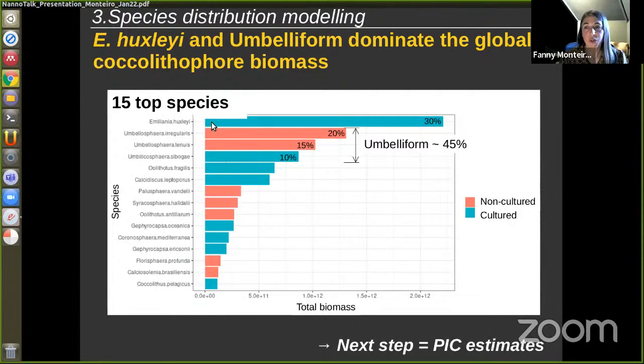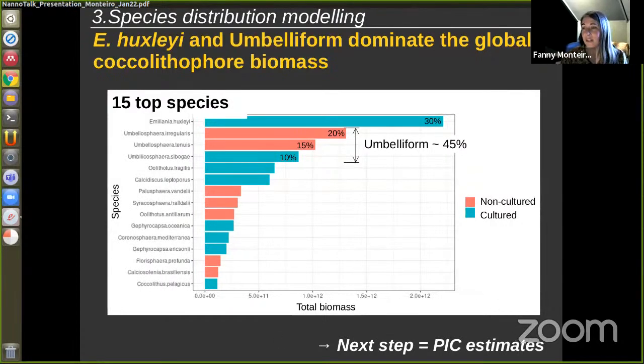Now I'm showing you the total biomass of the top 15 species of coccolithophores based on this model. Emiliania huxleyi accounts for 30% of the total biomass. Then it's Umbilicosphaera irregularis with 20% of the total biomass, then Umbilicosphaera tenuis, and another species equivalent to 10%. So of the first four species, three of them are umbelliform. So the umbelliform are really important in terms of the biomass. They account for about 45% of the global biomass of coccolithophores.